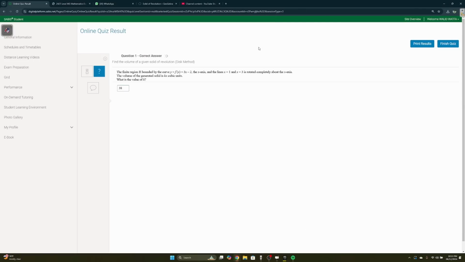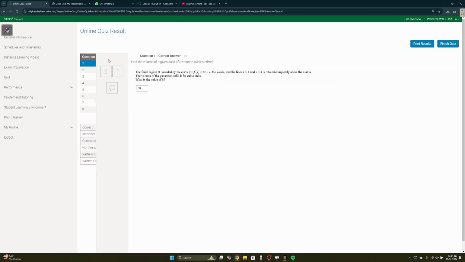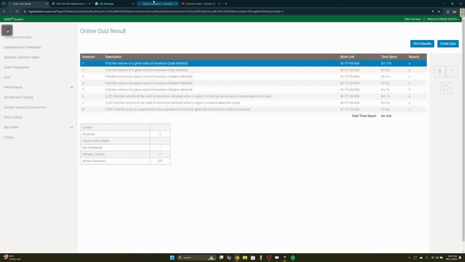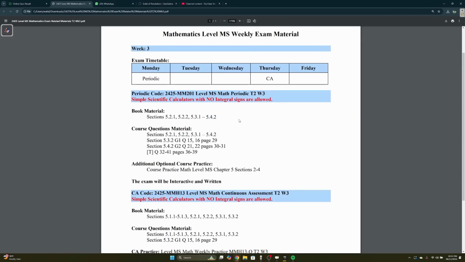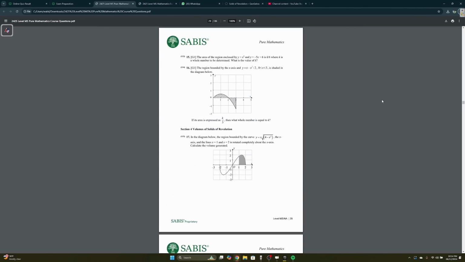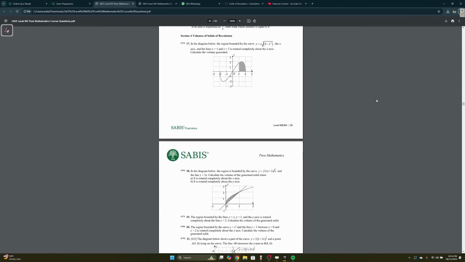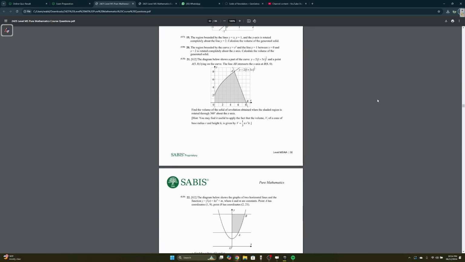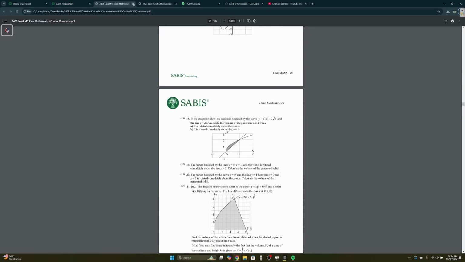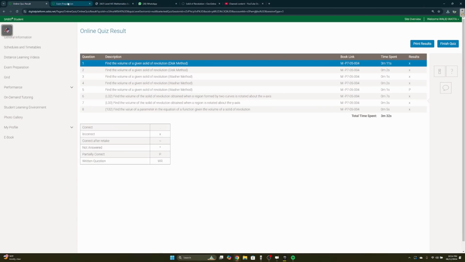Okay, this is 5.4, all about volumes. Do we have all of it? 4.2, let me check. Yeah, I think it's everything, because point one is disk method, point two is washer. Anyway, let me start.